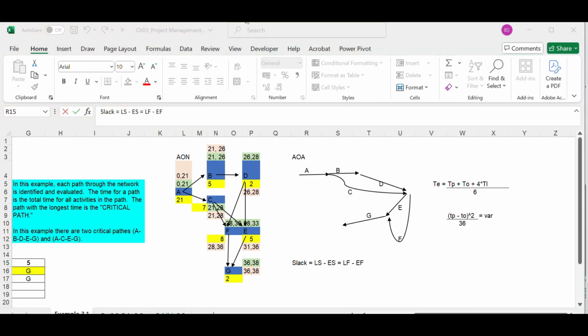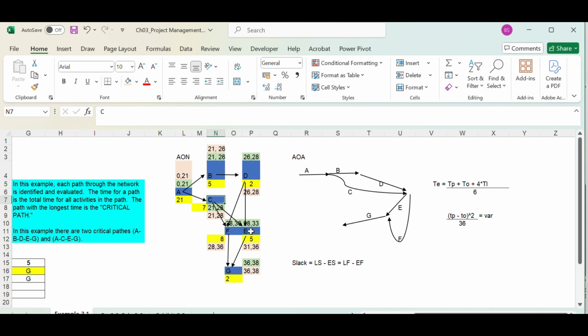Now, what does this mean? The slack of activity A is 0 because 0 minus 0, 21 minus 21 is 0. Now, looking at activity B, it also has a slack of 0. Activity D is also having a slack of 0. Activity C is also having a slack of 0. So these could be in the critical path. If an activity has a slack of 0, it could be in the critical path.